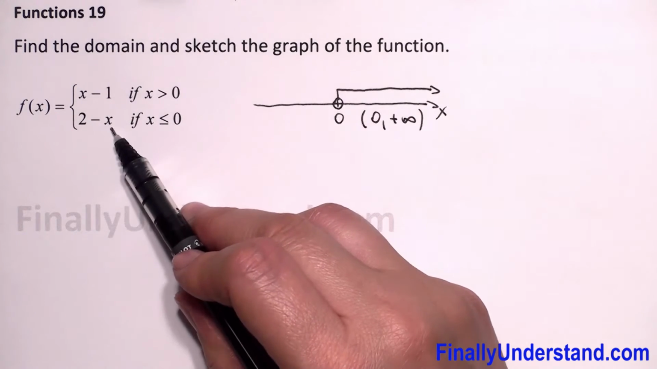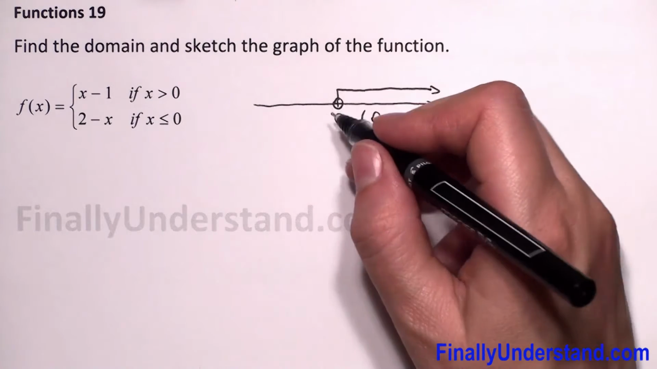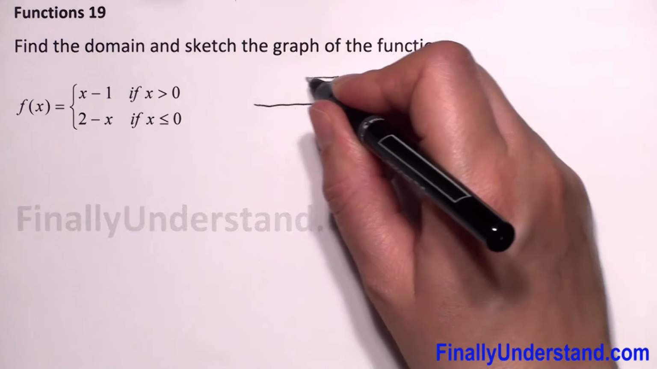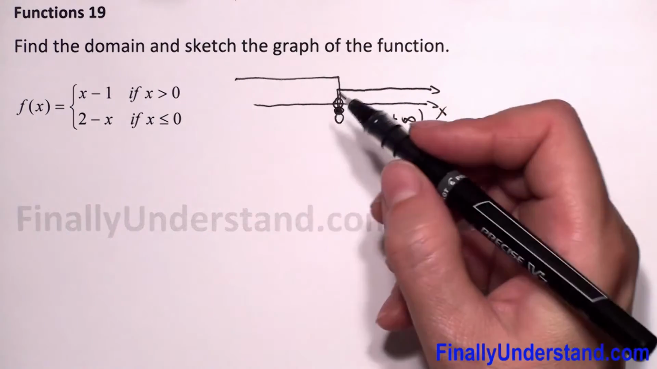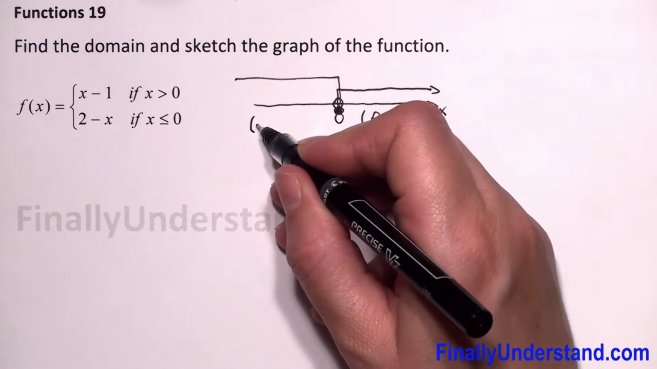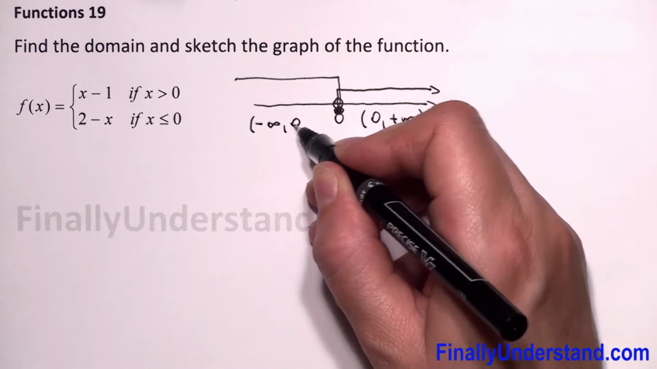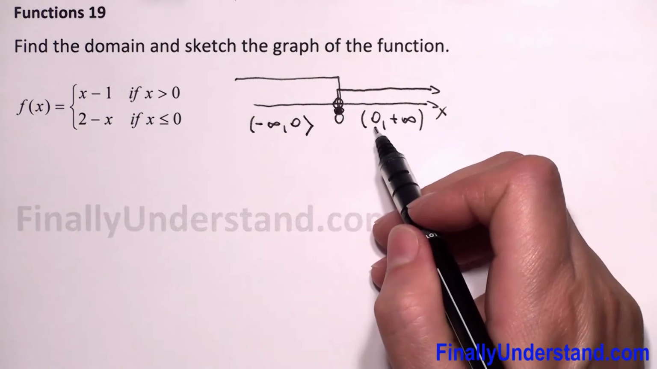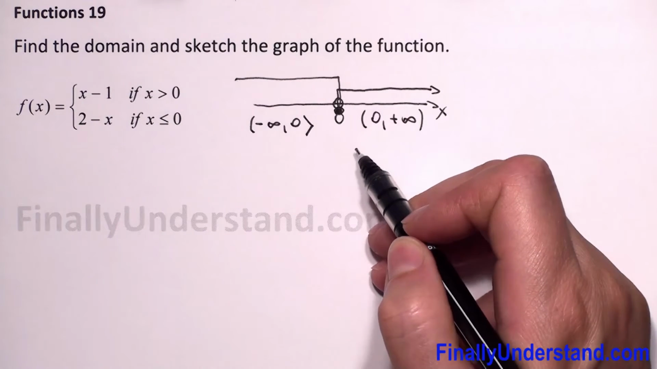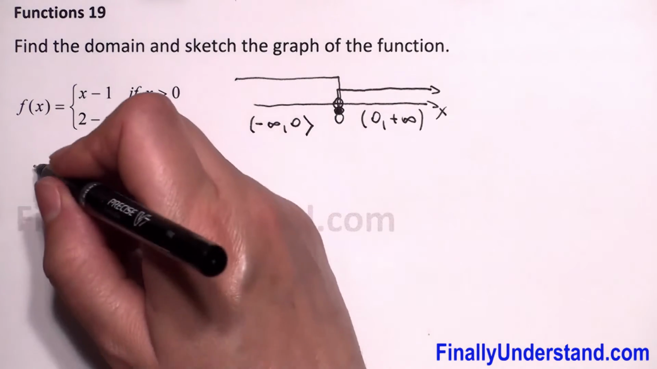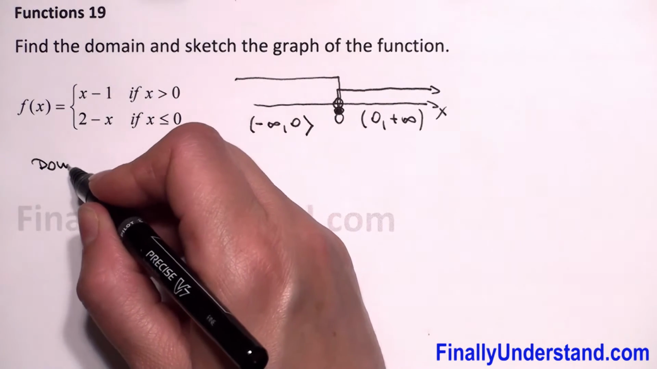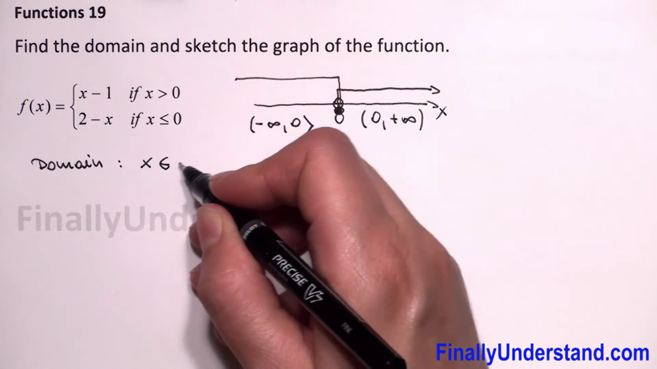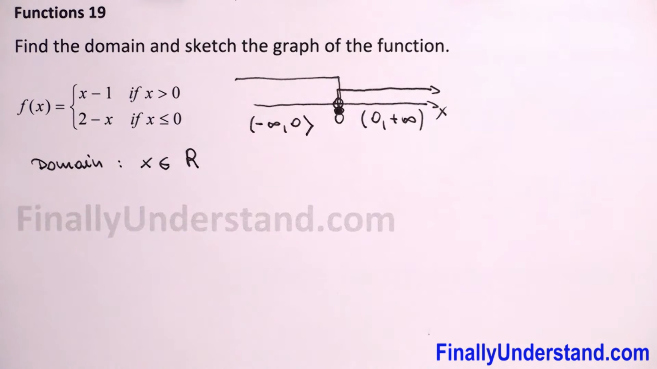And for the second part, we have x less than or equal to 0. So we are going to negative infinity. So we have interval from negative infinity to 0, closed interval on the right side. So when we connect these two intervals, we have all real numbers. So we can write the domain: x belongs to all real numbers.